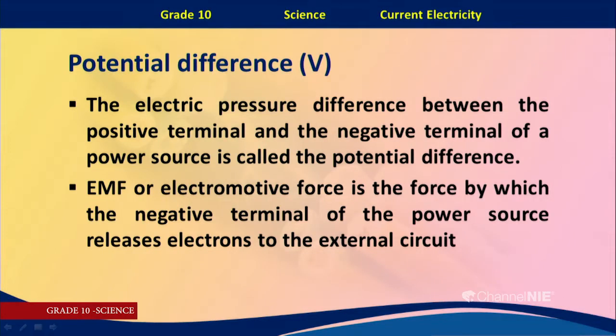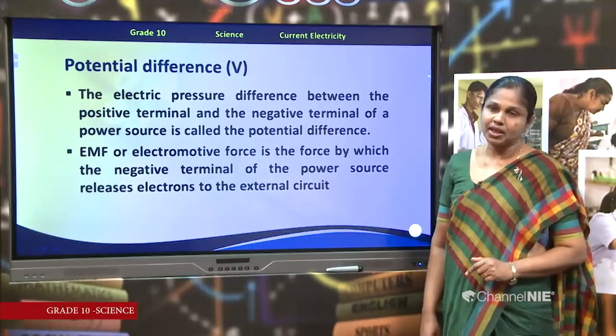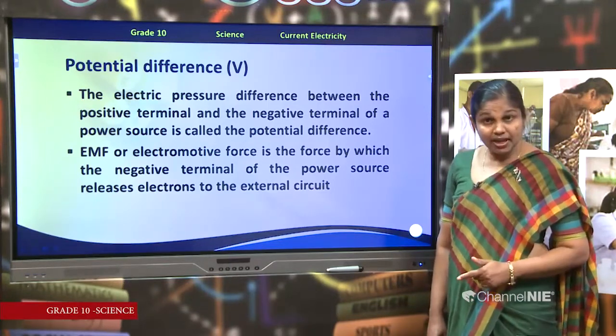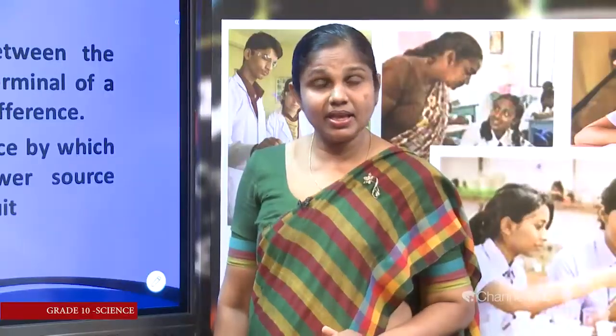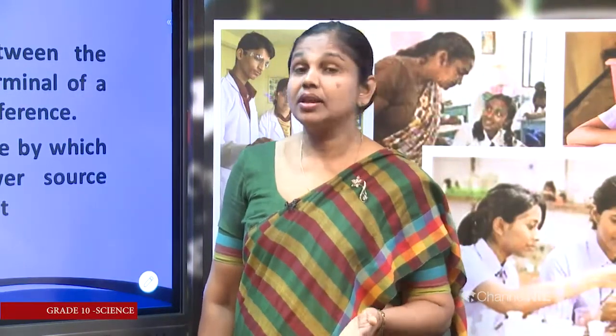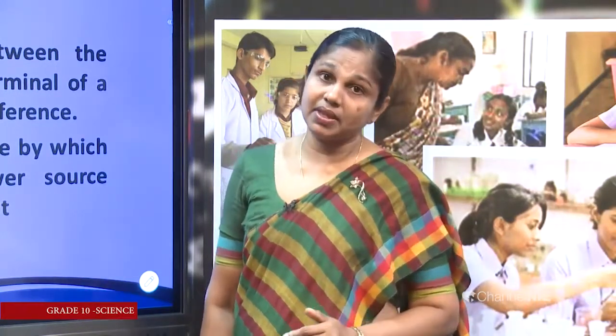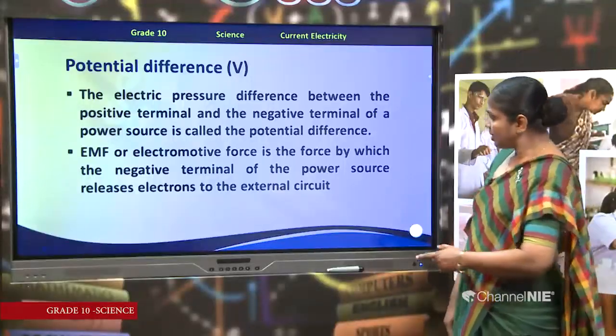But there is a little difference between potential difference and electromotive force. Children, EMF or electromotive force is the force by which the negative terminal of the power source releases electrons to the external circuit. Both are a kind of voltage measured by the unit volt. Children, remember, most of the time when electric current is drawn from the power source, the terminal voltage decreases compared with the EMF. Right.